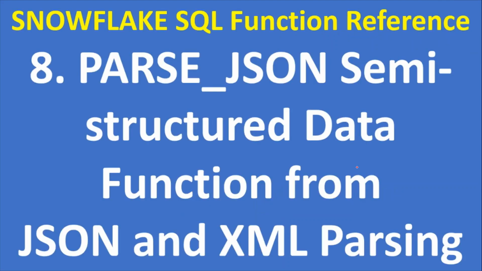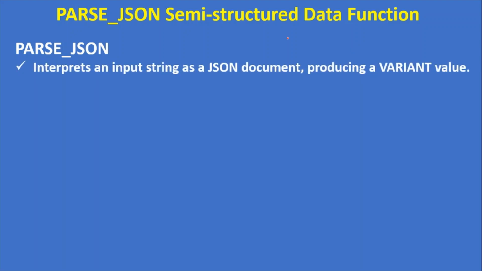In this video, I am going to talk about the PARSE_JSON semi-structured data function from the JSON and XML parsing group. This is the 8th video from the Snowflake SQL function reference. The PARSE_JSON function interprets an input string as a JSON document, producing a variant column. This function takes input as a string and produces the JSON document in the variant value. Variant is the data type.